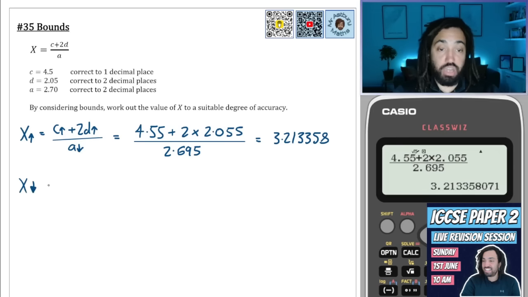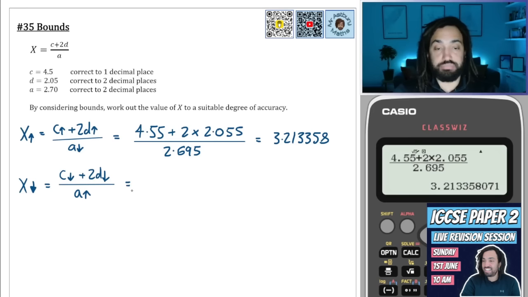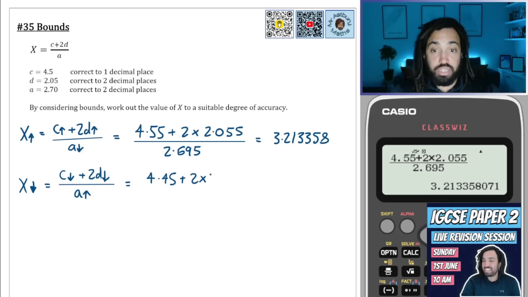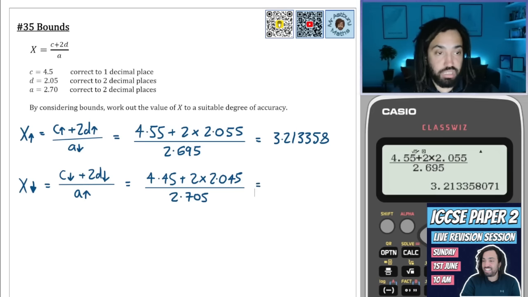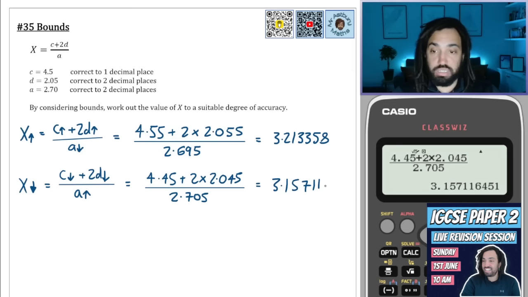Now, we need to find the lower bound of x. So we'll need c to be lower, we'll need 2d to be lower, and the denominator needs to be the upper bound. So that would be 4.45 plus 2 times 2.045 over 2.705. Okay, so that goes in, and in fact what we can do is just change some of the numbers in here just to save a bit of time. Perhaps this will save time. What do you reckon? Does it save time? Yeah. Okay, great. So we can write that out as 3.15711. That should do the job.